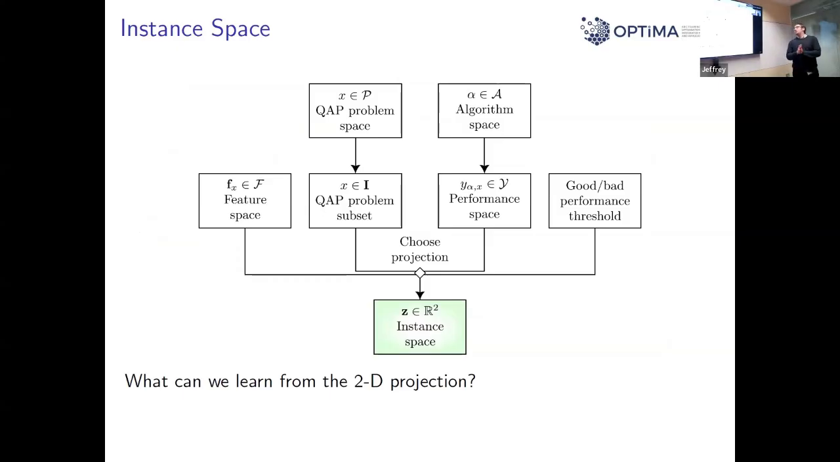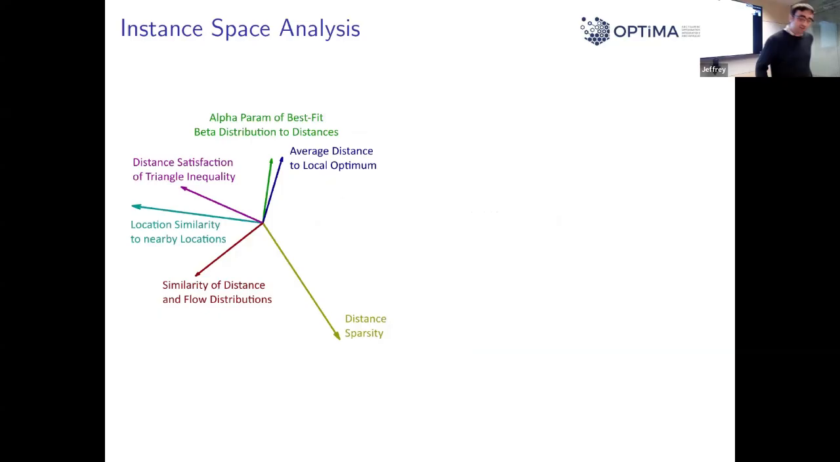All right, so now we have all of the building blocks. We talked about the quadratic assignment problem, what it looks like, which particular quadratic assignment problem instances we're sampling, what features we're going to measure about them, and the algorithms and their performance, and how we're going to assess that performance. So having put all that together, we can now run our instance space analysis tools and get some results to look at from the 2D projection.